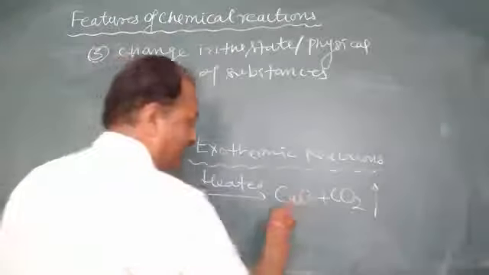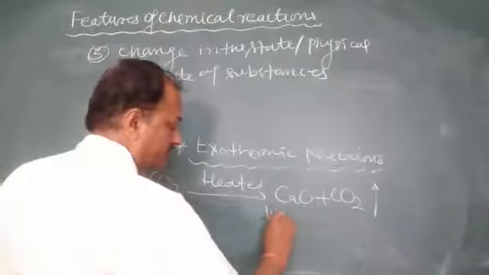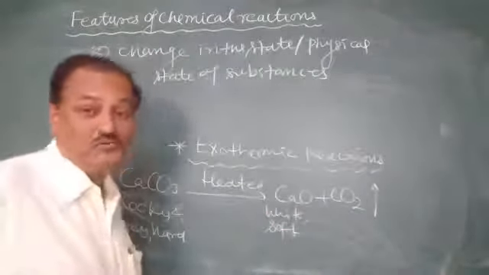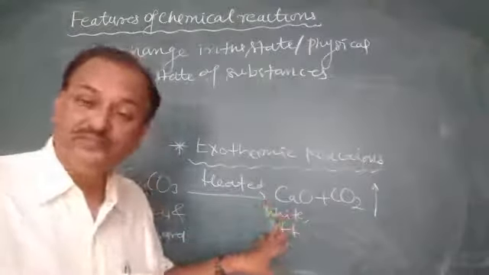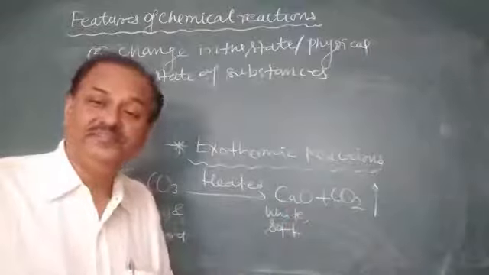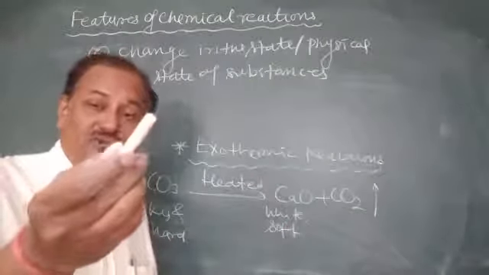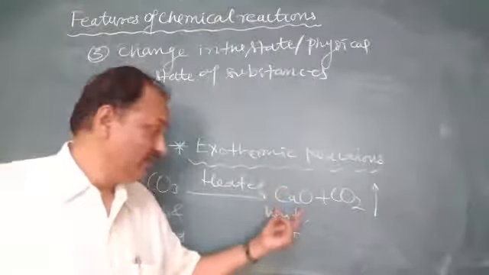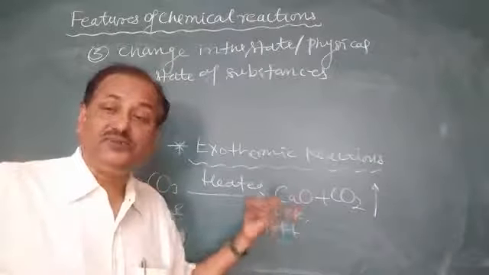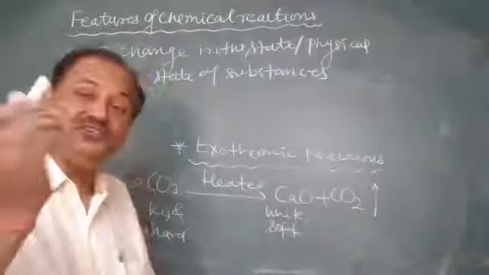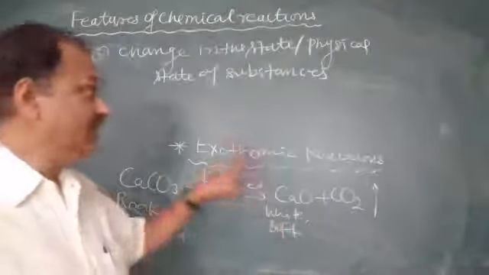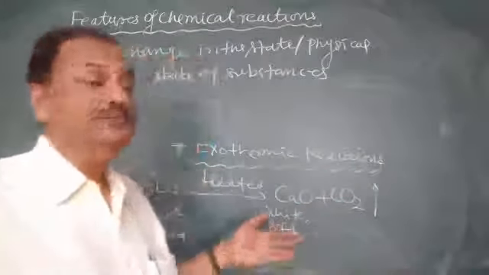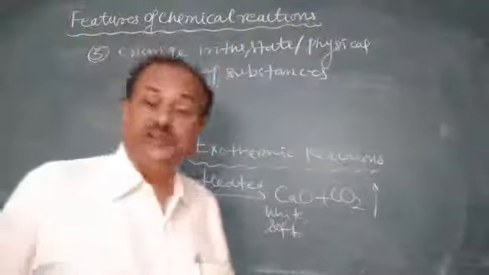Now what about this quicklime? It is white and soft. This kali chuna, or chuna, is soft, like a blackboard chalk. The major compound is calcium hydroxide. Calcium oxide on adding to water forms calcium hydroxide. It is white in color and very soft. So, children, these are the features of chemical changes or chemical reactions.